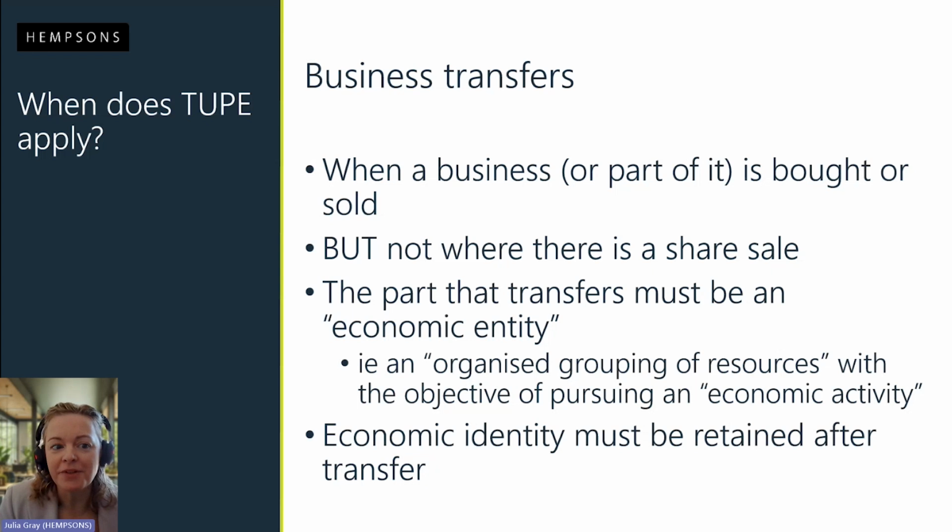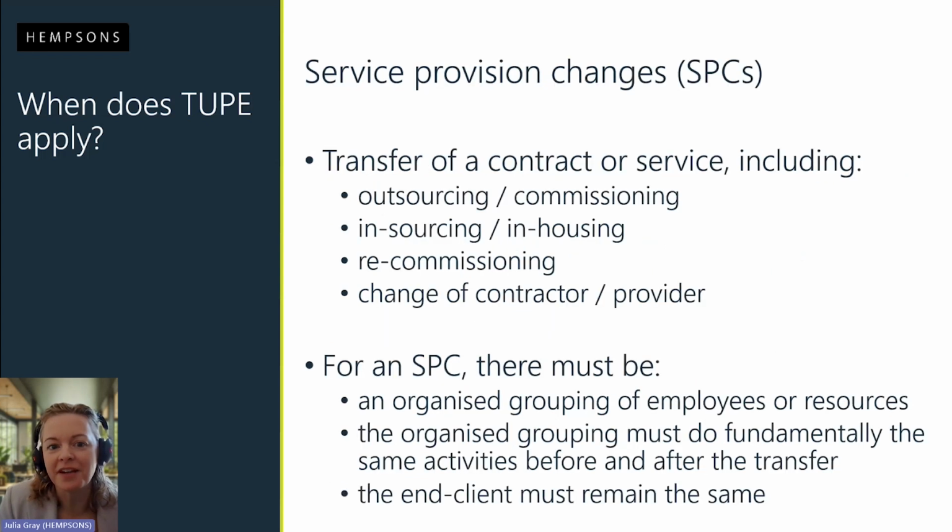Okay, next slide, please. We're going to look at the other type of TUPE transfer now. This is the type of TUPE transfer that only came later in the legislation, and it's the type of transfer where there's a service provision change. So where a contract or service is transferred from one organisation to another through, say, outsourcing or retendering or bringing in-house.